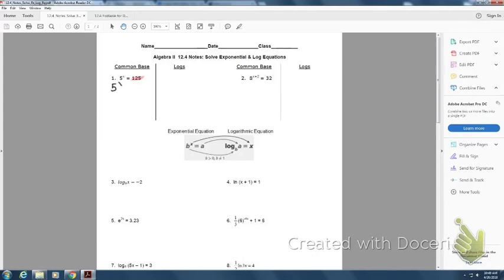So I can rewrite that as 5 cubed. And if they have the same base, I just make an equation out of my exponent.